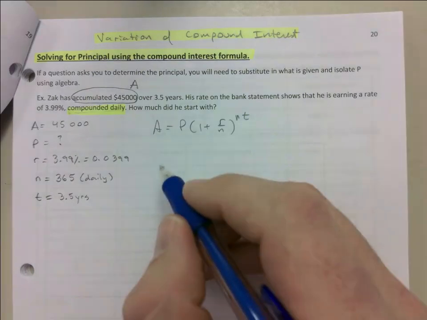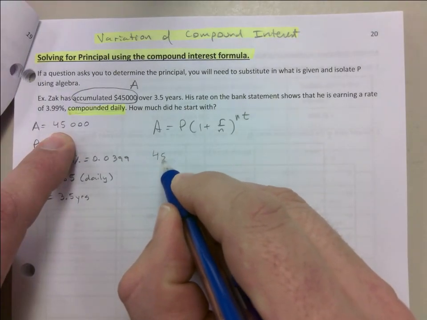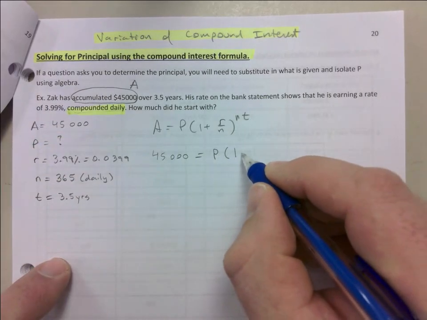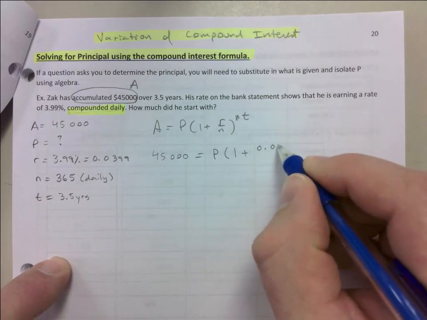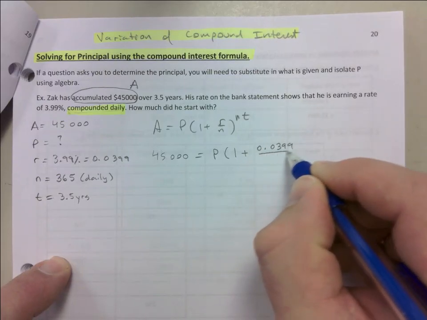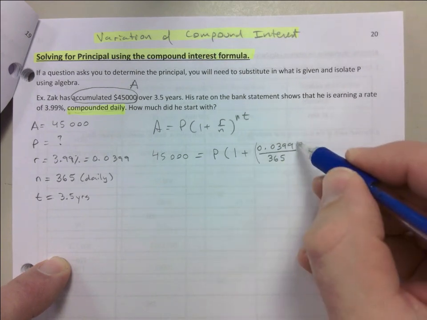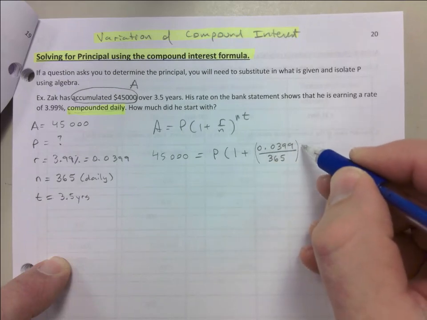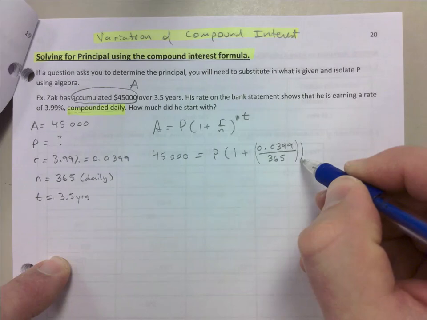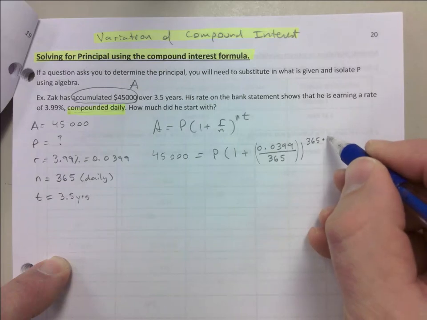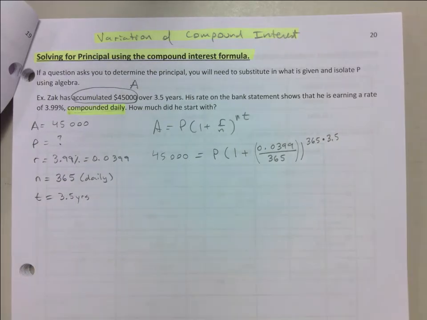Okay. We know 45,000. We don't know what P is. 1 plus 0.0399 over 365. Yeah, let's put that in brackets maybe. It's probably better. All of that to the power of 365 times 3.5. It's ugly, but we have a calculator. A calculator can solve it all.